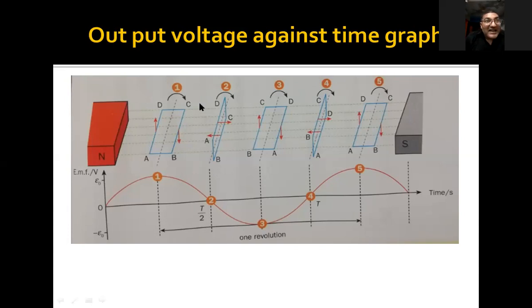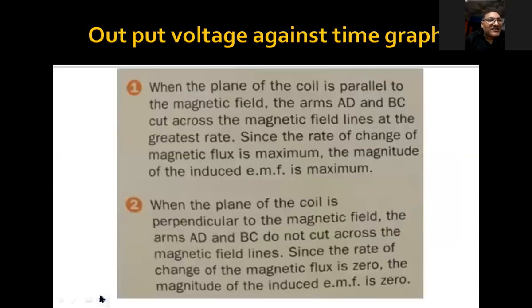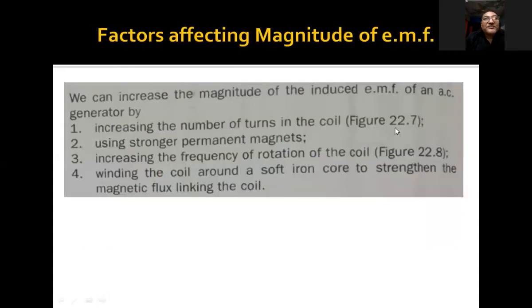In the vertical position of the coil, the EMF induced is zero. The reason is that when the coil is in the vertical position, the sides AD and BC of the coil move parallel to the magnetic field lines. So they do not cut them for a very short moment. So no EMF is induced. So the EMF induced is zero. I hope that you have understood this.